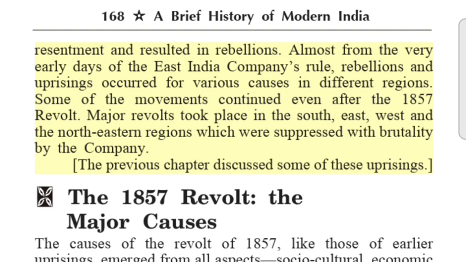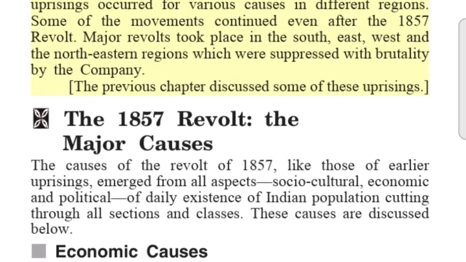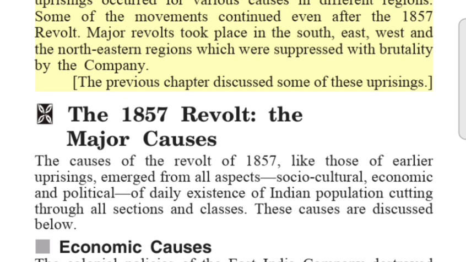Almost from the very early days of the East India Company's rule, rebellions and uprisings occurred for various causes in different regions. Some of the movements continued even after the 1857 revolt. Major revolts took place in the south, east, west and the northeastern regions, which were suppressed with brutality by the Company. The previous chapter discussed some of these uprisings.